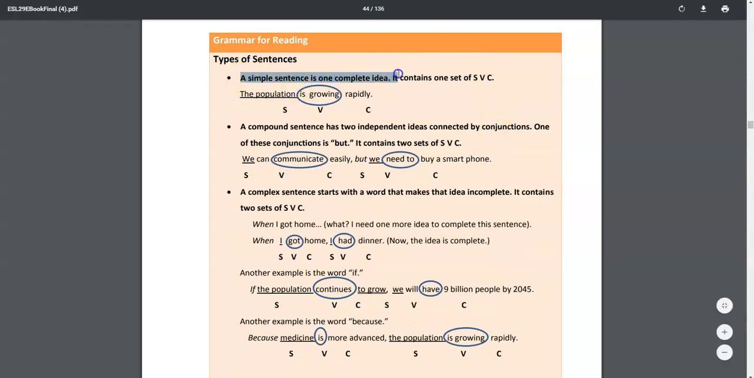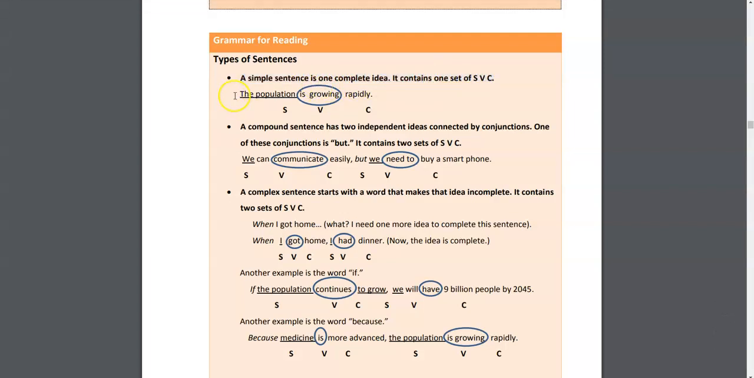A sentence can be simple. What is a simple sentence? It's one idea, only one idea. For example, the population is growing rapidly. What is the subject? The population. What is the verb, grow or is growing? Because it's conjugated. How? Rapidly. So this is an example of subject-verb-complement. Only one complete idea appeared.